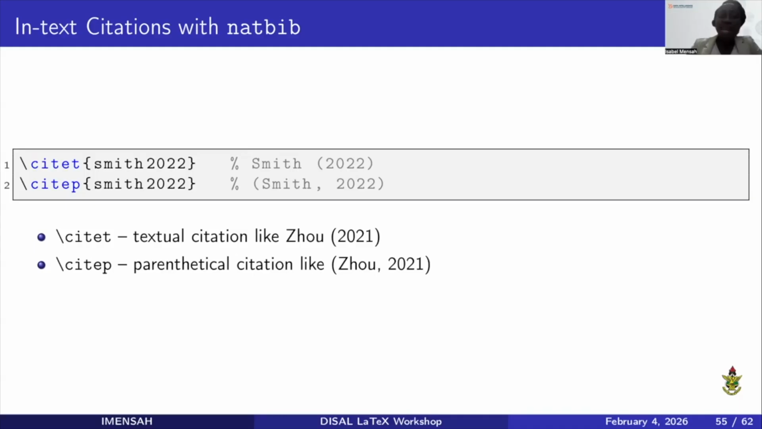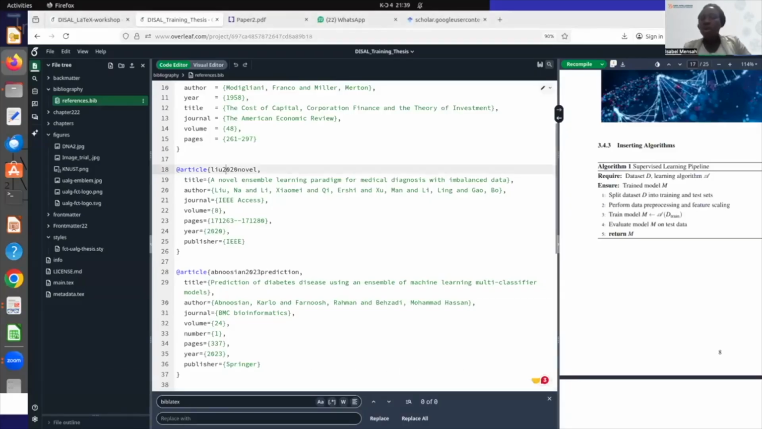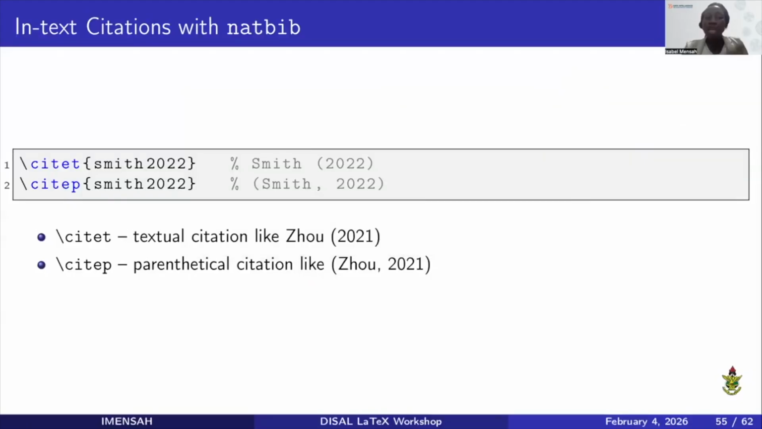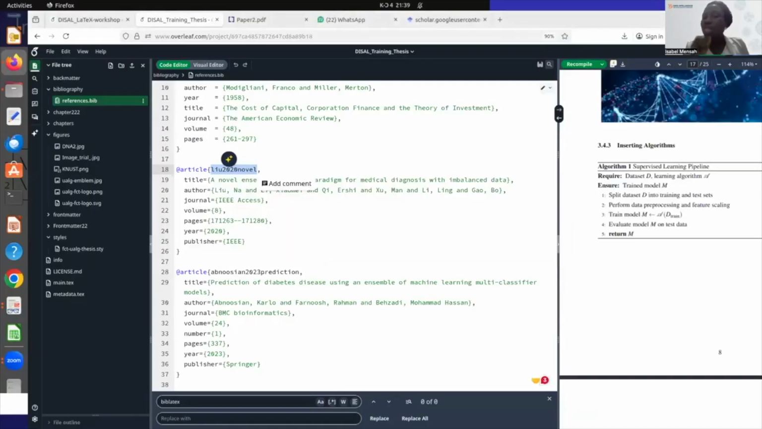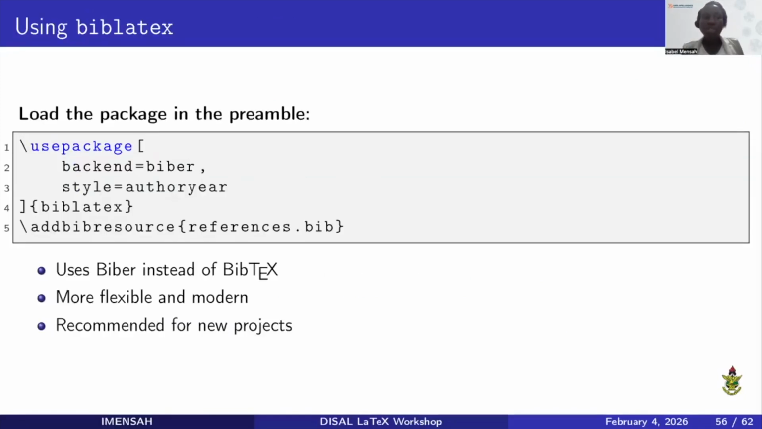Whatever is here, the Smith 2022 example over here, is referring to the citation key. So this is the citation key. So all the time, if you do your citet or your citep, you come and you copy your citation key, then you go and replace it there. Then you're able to generate the exact reference that is of interest to you.